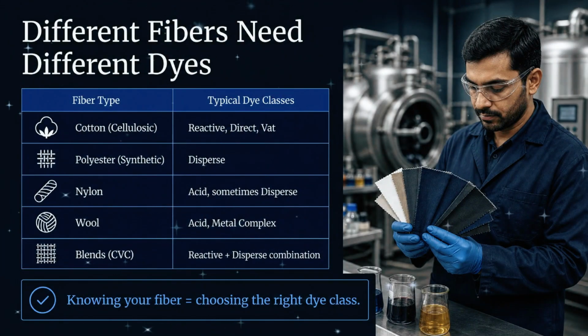Different fibers require specific dye classes. For example, cotton uses reactive, direct, or vat dyes. Polyester needs dispersed dyes. Nylon typically uses acid dyes. Knowing your fiber type is essential for choosing the correct dye class.